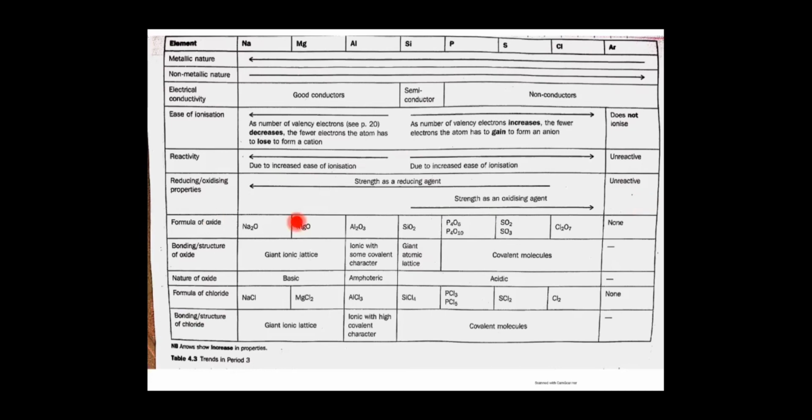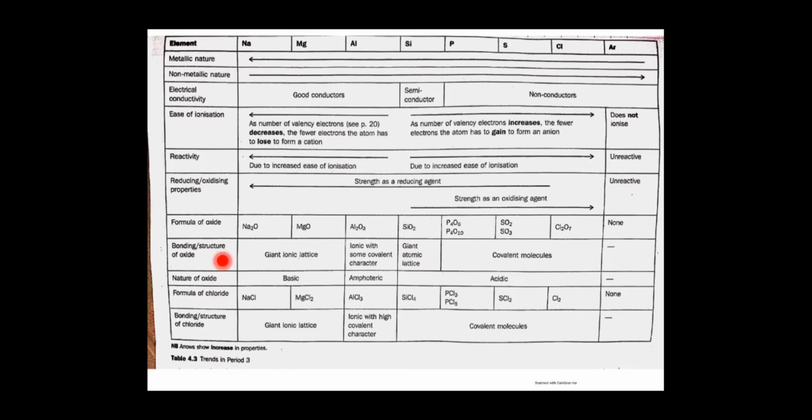Typical formulae of oxides, you have Na2O, MgO, Al2O3, SiO2. You have 2 oxides here for phosphorus, 2 oxides here for sulfur, 1 chlorine oxide, and argon has none. Argon likes to be by itself.